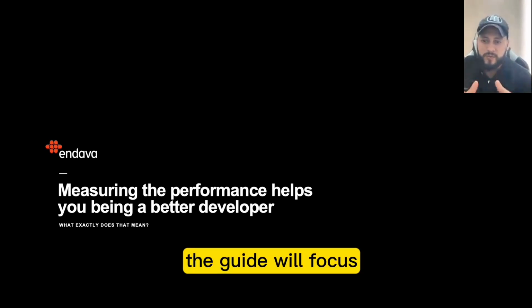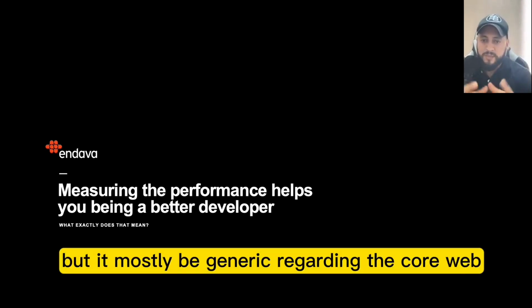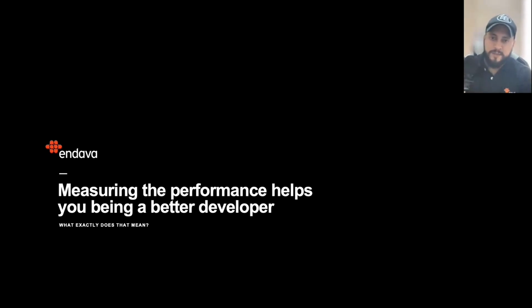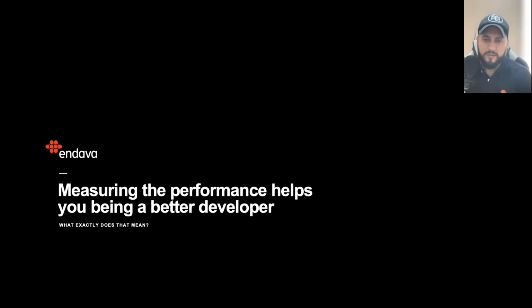The guide will focus on using SciSpeed.io, but it will mostly be generic regarding the Core Web Vitals, which are the best practices for Google metrics. Do any of you know about SciSpeed.io? Know that tool? No. Okay.